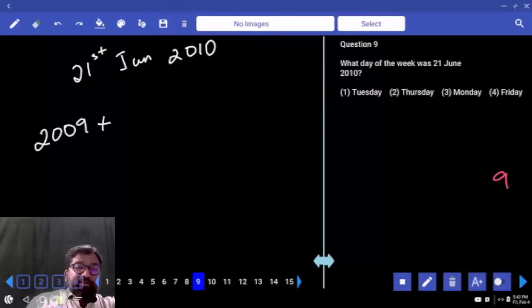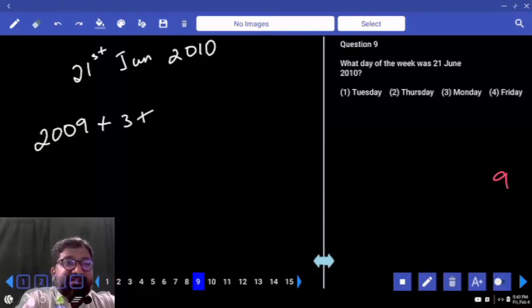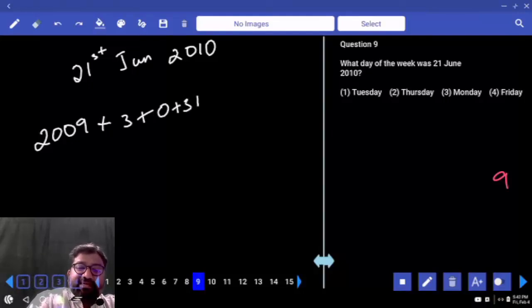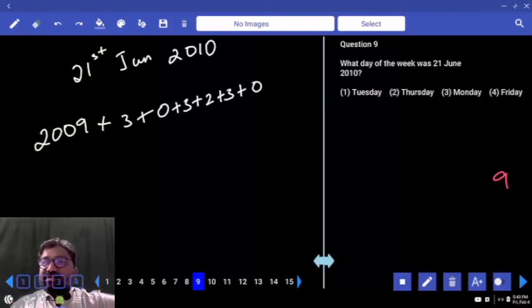How many odd days in January? 3. February 2010, leap year or non-leap year? Non-leap year, so 0. March 3. April 2. May 3. June 21st, so 21 means 0. 21 means 0.